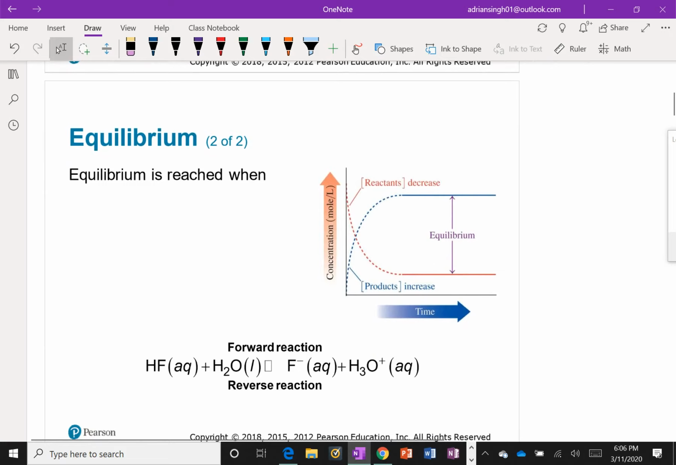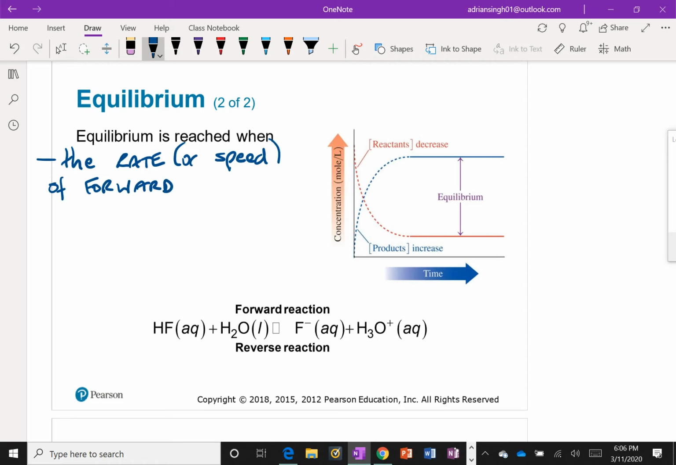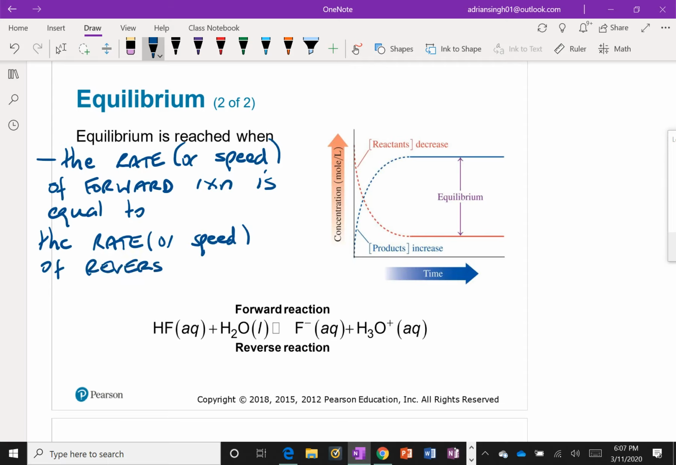So, what does equilibrium actually mean? When a system reaches equilibrium, the way that we determine that it has reached equilibrium is when the rate, or the speed, of the forward reaction is equal to the rate, or the speed, of the reverse reaction.